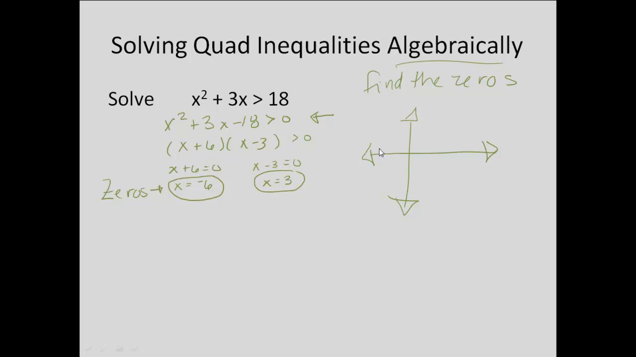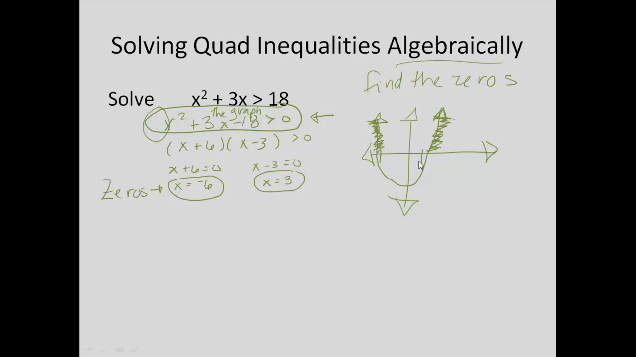Well, I know my intercepts are at -6 and 3. And I know my graph opens upward because there's a positive number here. So it's going to look something like this. Now I want to go back to my inequality here, and I want to know, when is the graph greater than 0? Well, greater than 0 is when I'm above the x-axis. So I'm looking for these two tails.